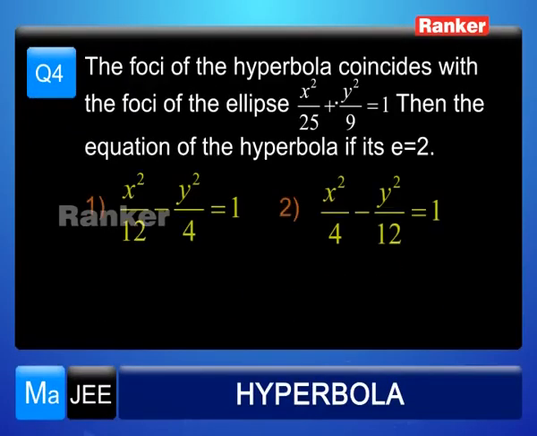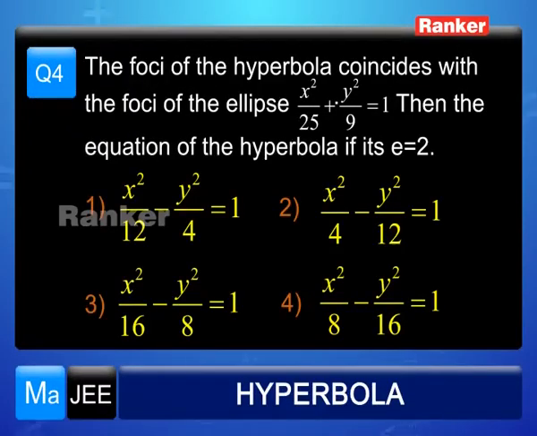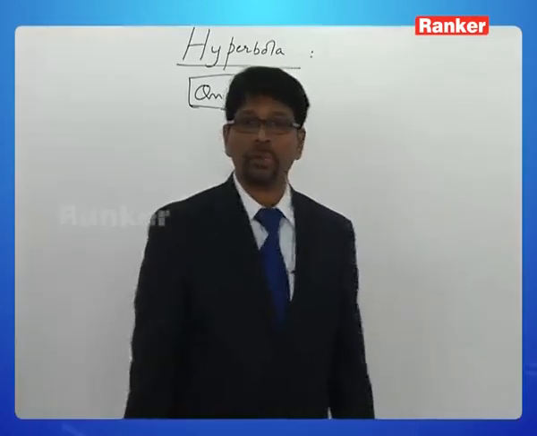The foci of the hyperbola coincide with the foci of the ellipse x square by 25 plus y square by 9 is equal to 1. Then the equation of the hyperbola, if its eccentricity is 2, is: first option, x square by 12 minus y square by 4 is equal to 1. Second option, x square by 4 minus y square by 12 is equal to 1. Third option, x square by 16 minus y square by 8 is equal to 1. Fourth option, x square by 8 minus y square by 16 is equal to 1. Okay, let's see how it goes.